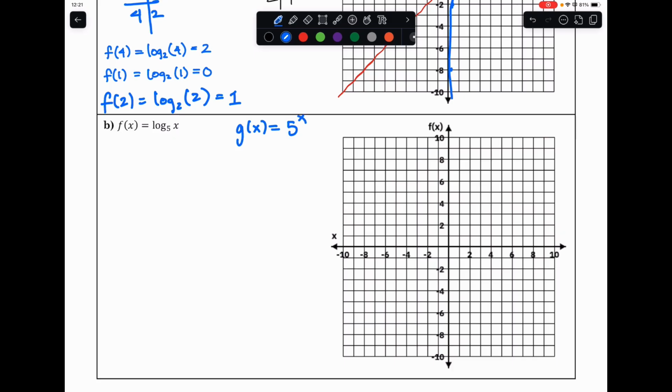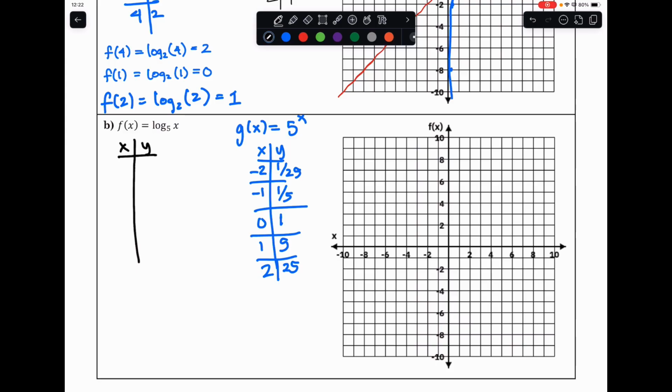Because of the input and output values of g: at -2 it's 1 over 25, at -1 it's 1 over 5, at 0 it's 1, at 1 it's 5, and at 2 it's 25. You'll have again your exponential function. The inverse of that will switch those coordinates and get you the following.